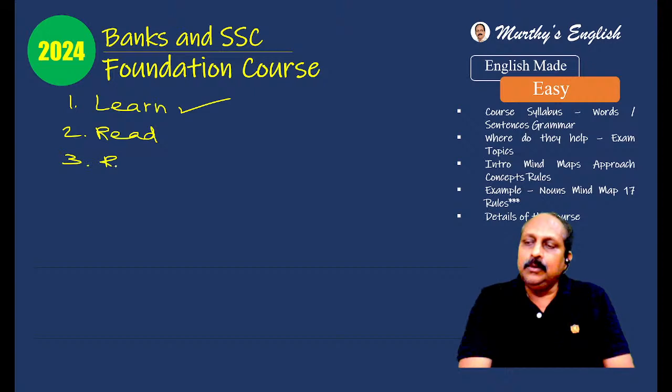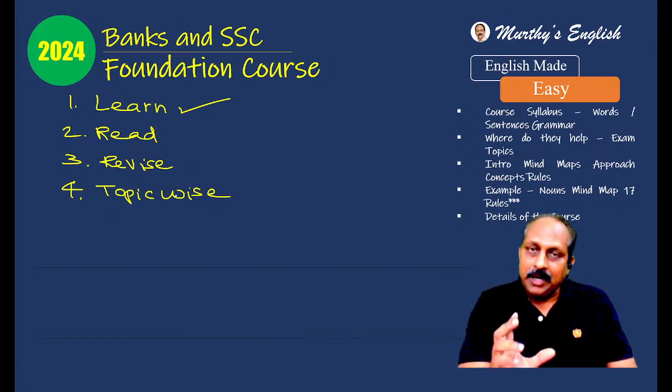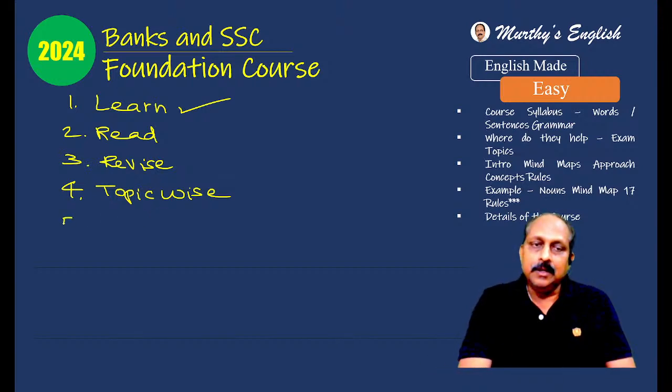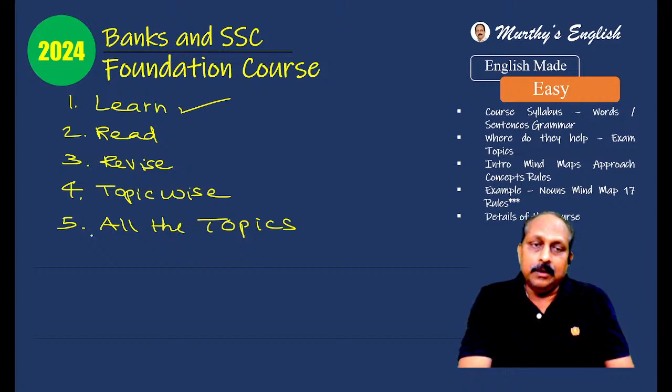Then, you have to revise. Revise once a week, twice a week. Fourth one, you have to practice topic wise all these rules. And when I teach in the foundation course, first I teach the topic nouns, then I bring one exercise, topic wise you practice. Once you learn all the topics, you have to practice at random, shuffled. That helps in the long run.